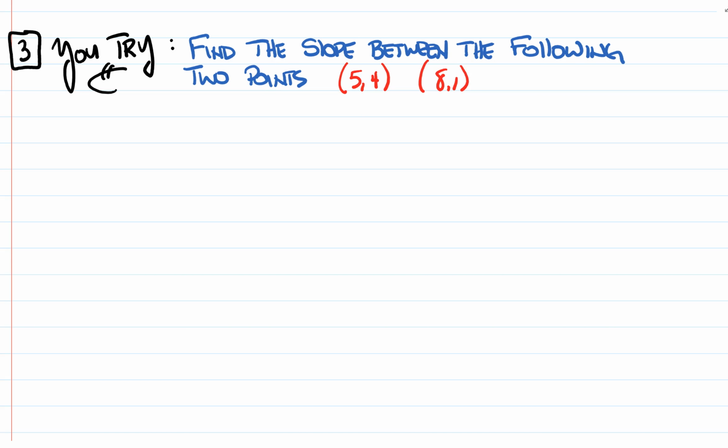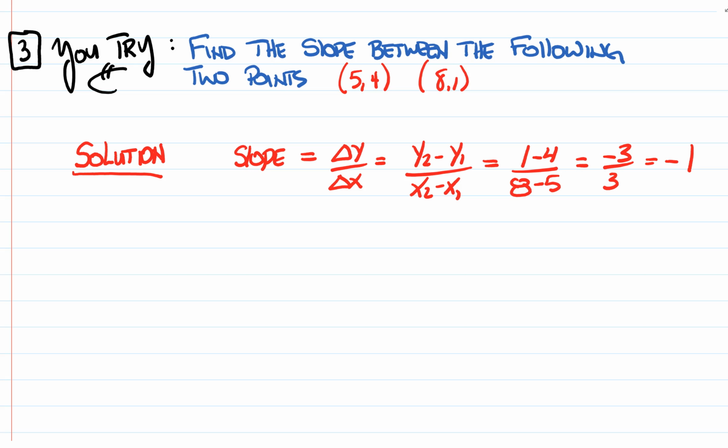Okay, box number 3 is a u-try. I want you to find the slope between the following 2 points, (5, 4) and (8, 1). You can refer back to box 2 if you need help. Okay, hopefully you got the right answer of negative 1.